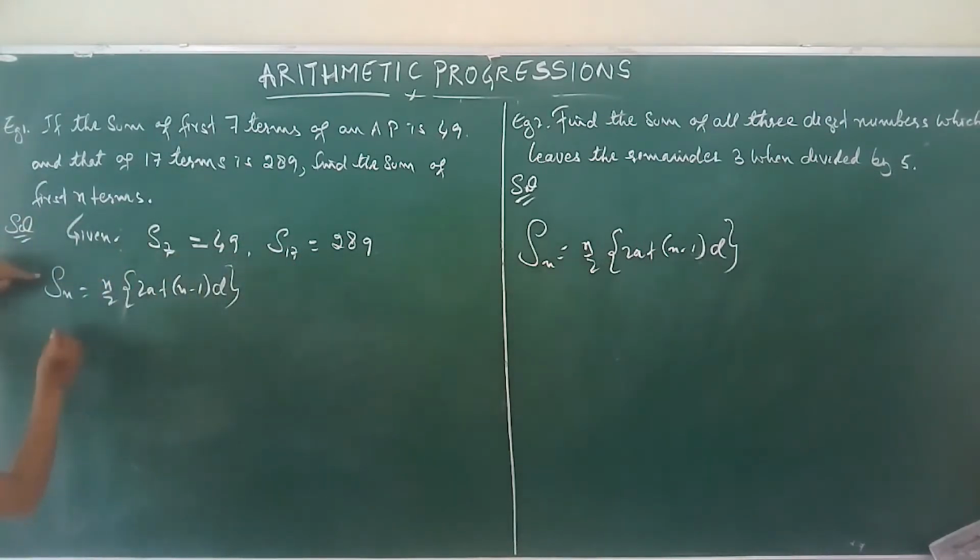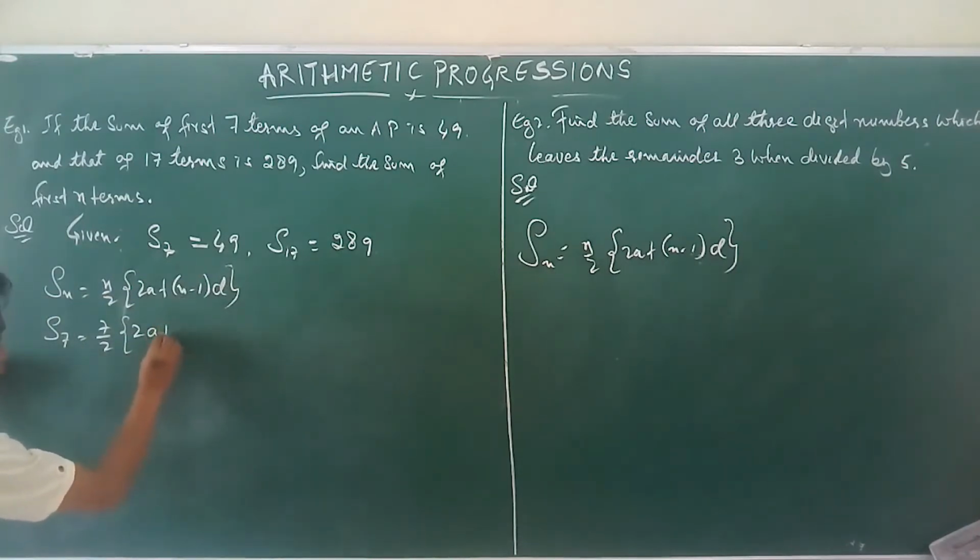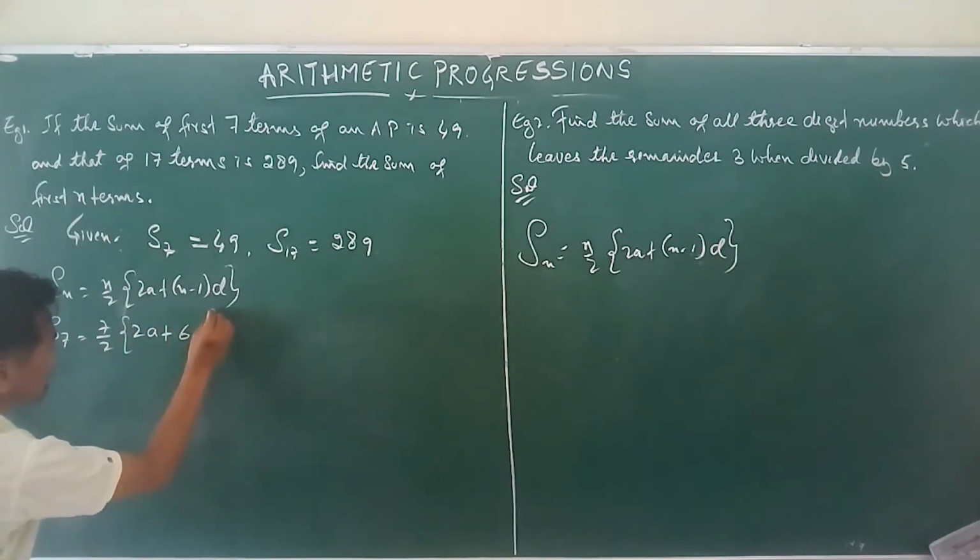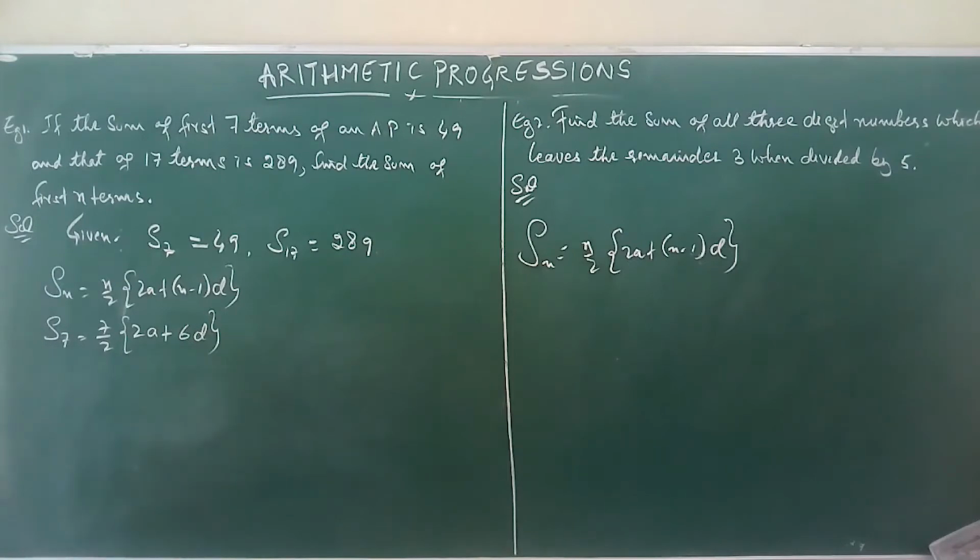Sn means S7. So S7, which is 7 by 2, and in brackets 2 into a. We do not know a, so let's say it's a itself. And now here, n minus 1, n means 7, so 7 minus 1, 6d. So this is one equation that we have. And S7 is given, that is 49.